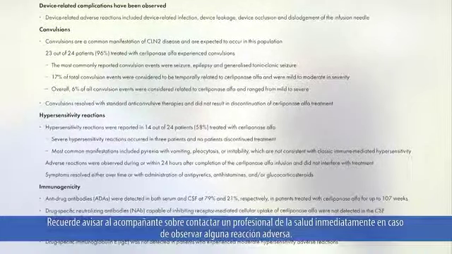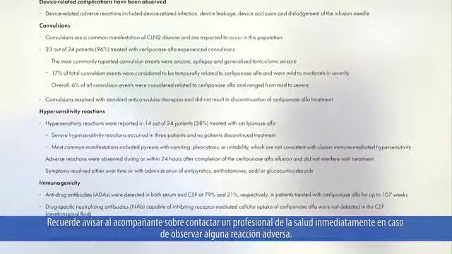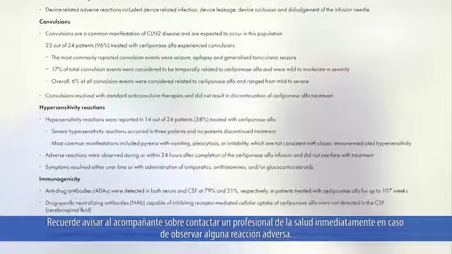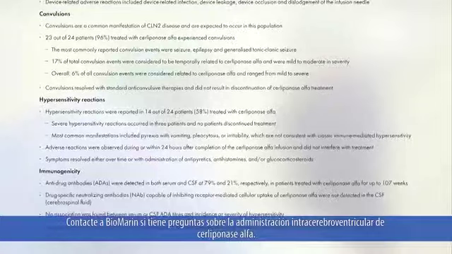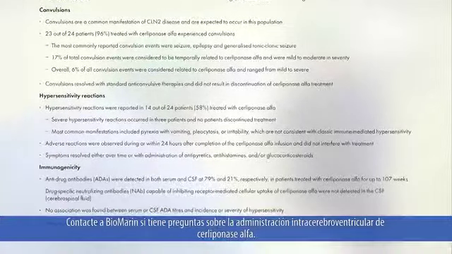Remind caregivers to contact their healthcare professional immediately if they observe any adverse reactions. Contact BioMarin if you have any questions about the intracerebroventricular administration of solipinase alpha.